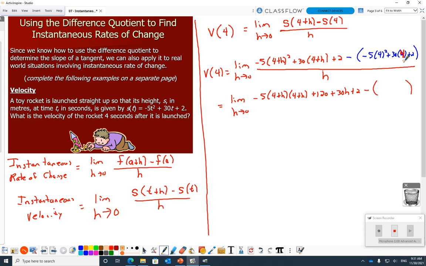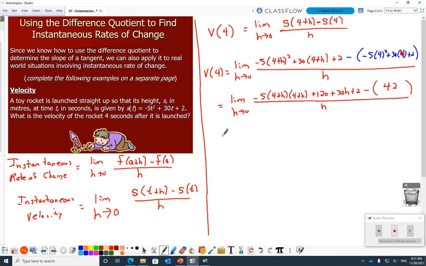Oh, try it in your head first. Negative 80 plus 120. Negative 80 plus 120 is 40, and then I get 42. I'm going to check my calculator, but I'm trying to stay young there, okay? Negative 5 times 4 squared plus 30 times 4 plus 2. 42. Still got it. Yes.